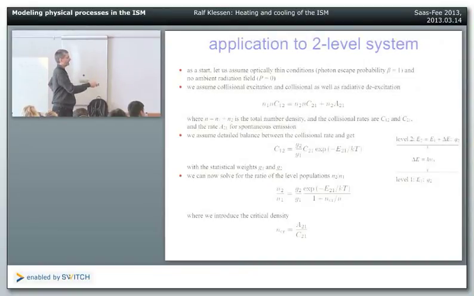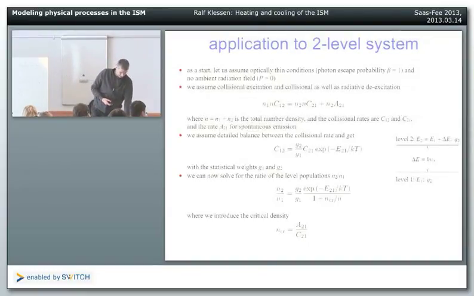Detail balance again tells me that the forward and the backward reaction are related by the transition energy and the statistical weights. So that I can use to get the ratio of the populations, N2 over N1. We have seen that before, but now collisions do the job that we had the stimulated emission and absorption. And what we can do now is we have a competition between the collisional de-excitation and the radiative de-excitation. And it turns out that the ratio of these two coefficients gives me something like a critical density.